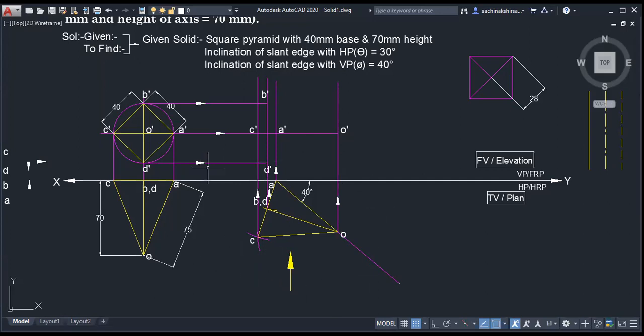One point we have to select. How should that point be? It should be most away from the observer.